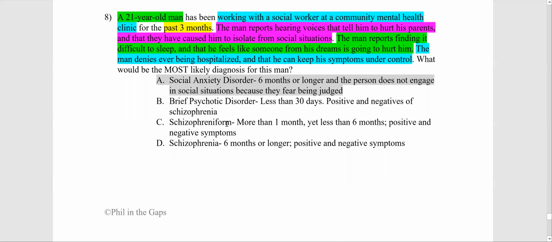So we're looking at brief psychotic disorder, schizophreniform, or schizophrenia. It's been going on for the past 3 months. We're going to rule out brief psychotic disorder and schizophrenia based on the fact that it's only been going on for 3 months. And he is saying he's hearing voices. So auditory hallucinations, isolating themselves, and having some fear, paranoia. So the correct answer here is going to be schizophreniform based on the fact that it's in the middle of the schizophrenia spectrum. So that's how we look at that question in particular.